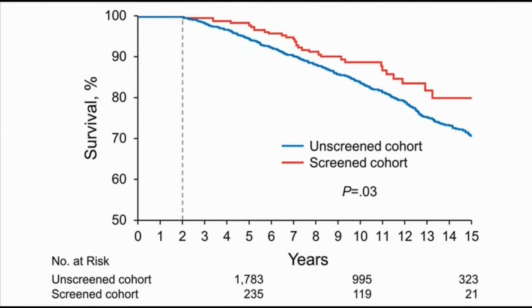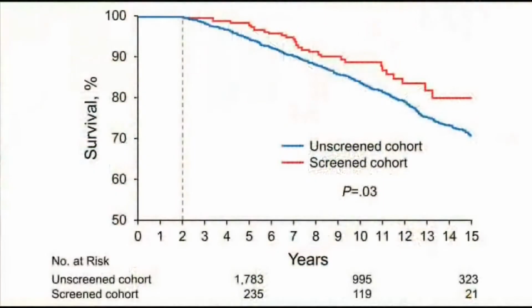And at that point, they were split into 2 cohorts. Those that had received a screening stress test up to that point were then defined as the screened cohort. Those that were still asymptomatic 2 years after diagnosis of diabetes but had not received a screening stress test were the unscreened cohort. And you can see in Figure 3, up to 15 years of follow-up time, there is a survival difference between those 2 curves, despite the fact that the screened cohort actually had higher baseline Framingham risk factors.